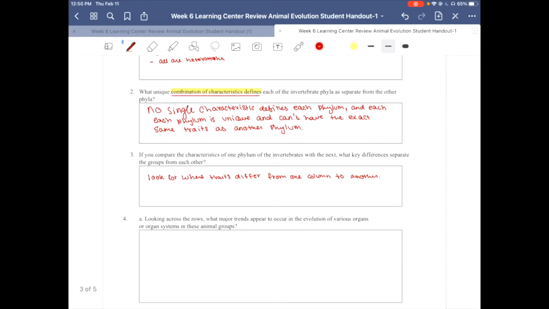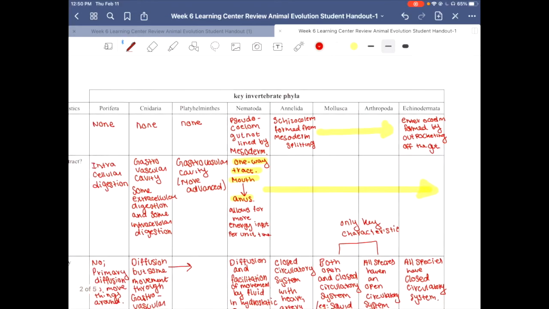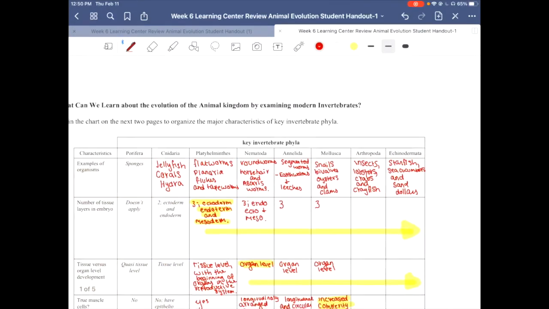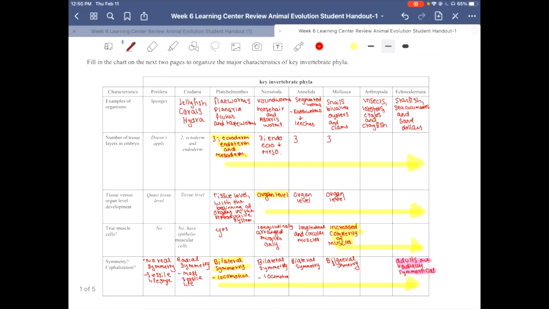So next, we're going to be looking across the columns and seeing what major trends appear to occur in each of the various organisms. We already kind of did that when we were filling out the worksheet, but we can go over it again. What that question is referring to is it's wanting us to not completely memorize the worksheet verbatim, but rather it's important for us to point out where key differences occur. So that would be the stuff that I highlighted.